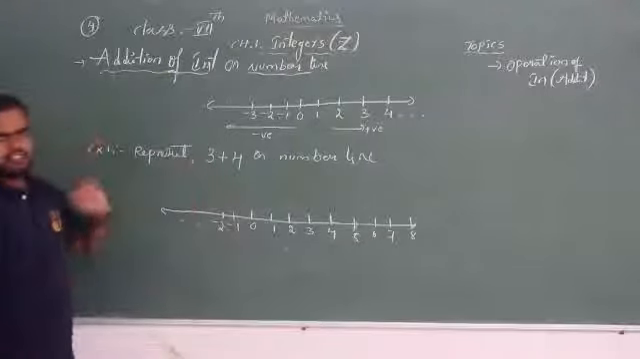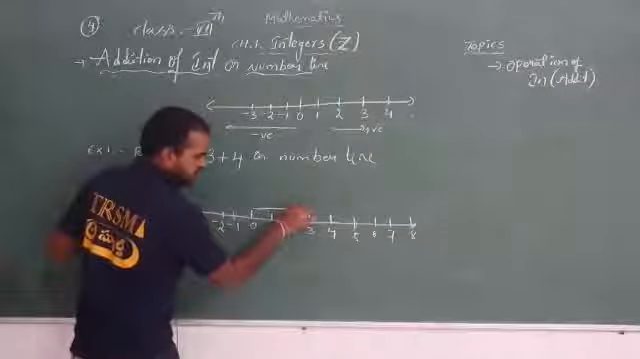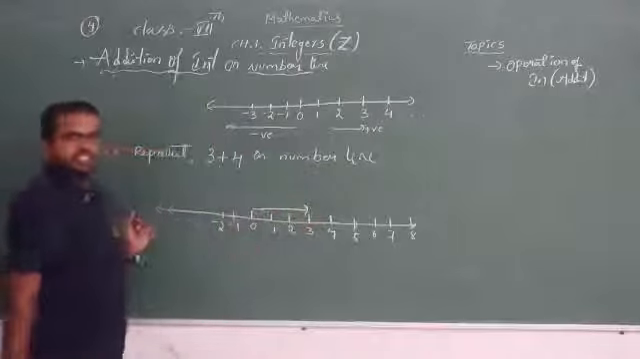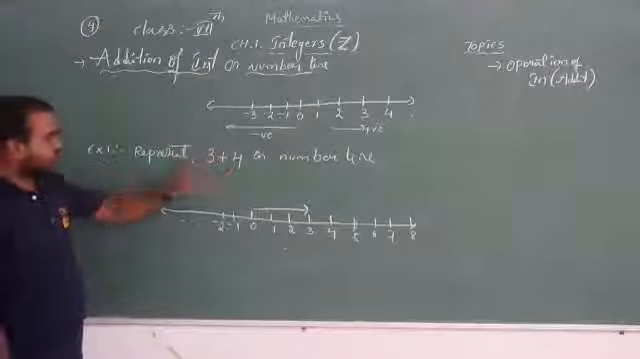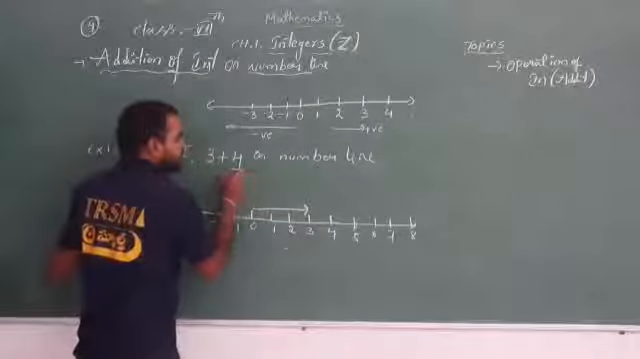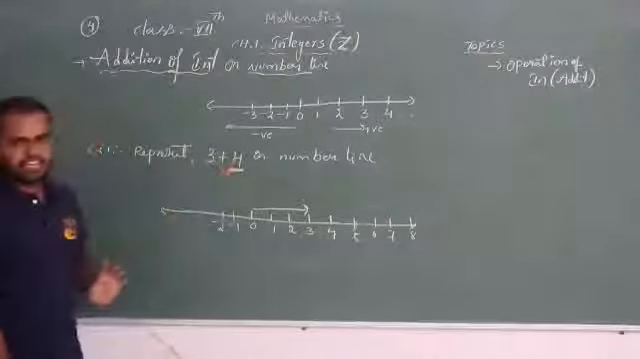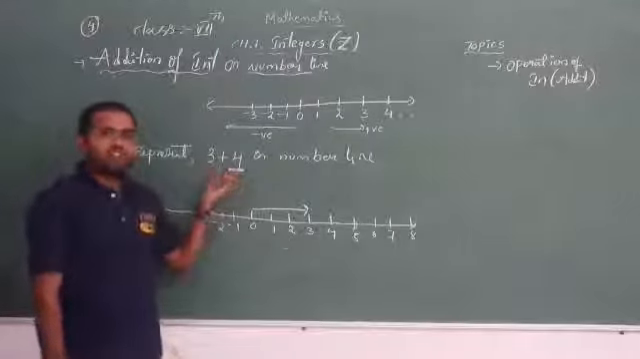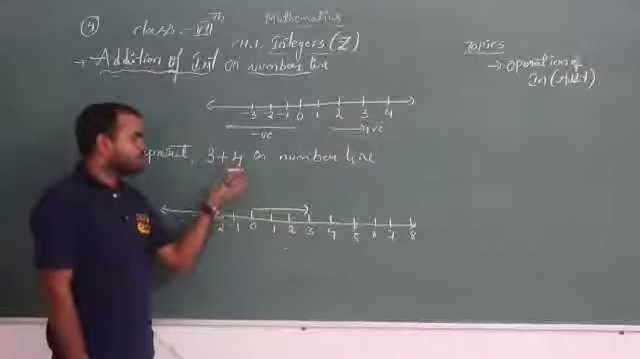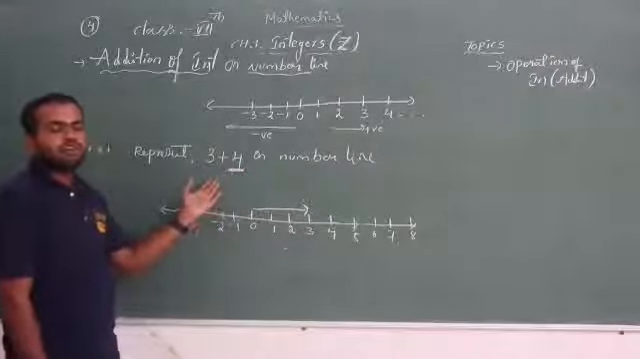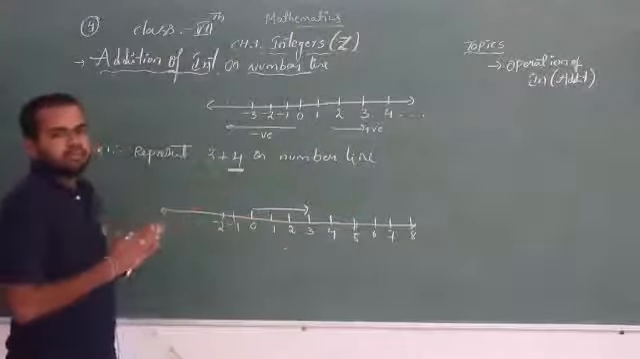Now how to add this? The first number we have here is 3. Where is 3? Here it is. So the first 3 is there. Then what are we doing? We are adding a positive integer, plus 4. It's a very important point: whenever we are adding a positive integer, we have to move to the right side on the number line.